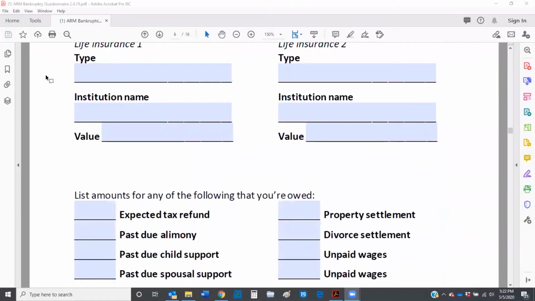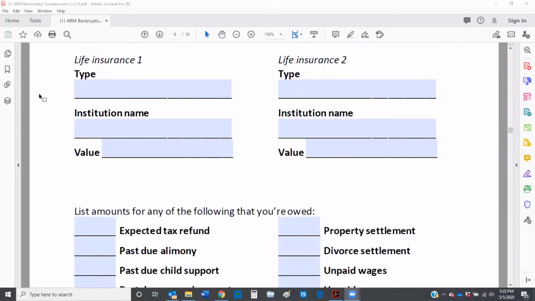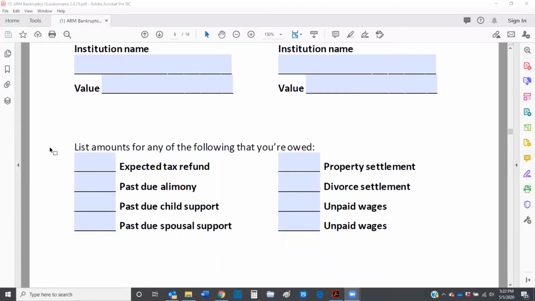With life insurance, it is important to know if it is a term policy or a whole policy. If it's a whole policy, it will have cash value. That's the information we're looking for here when it asks about value. We will also need a statement indicating what the cash value is.